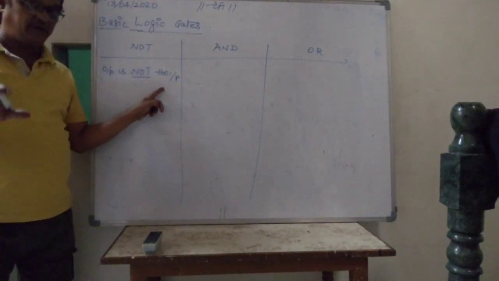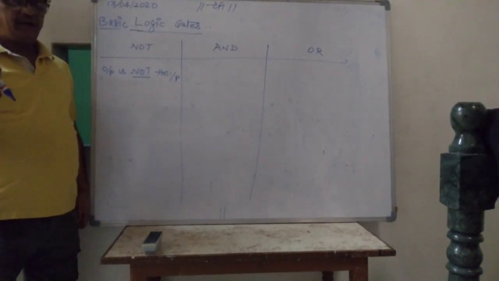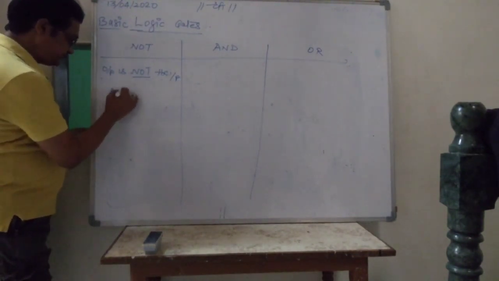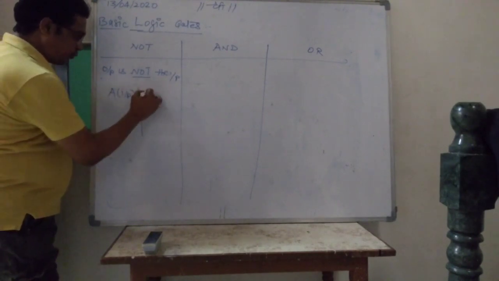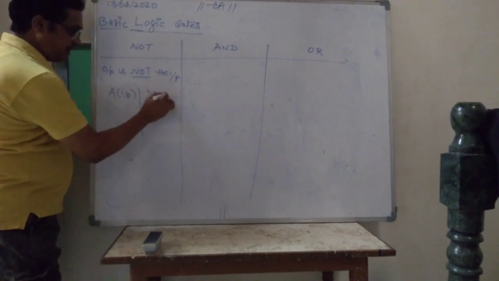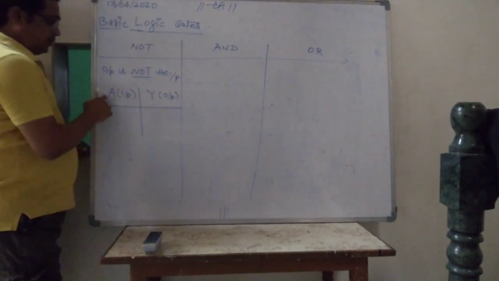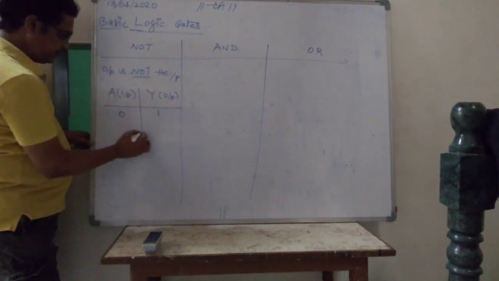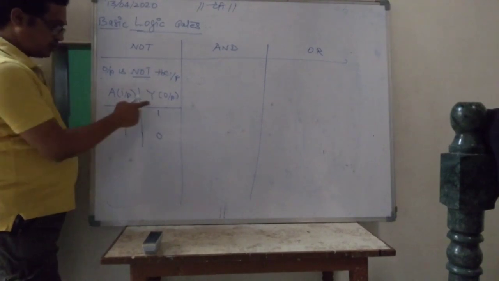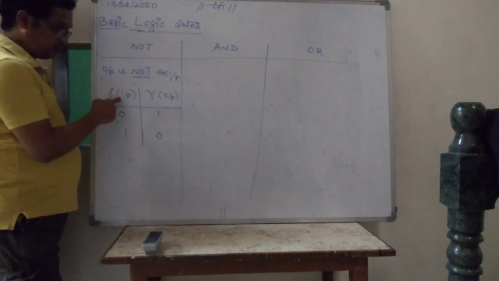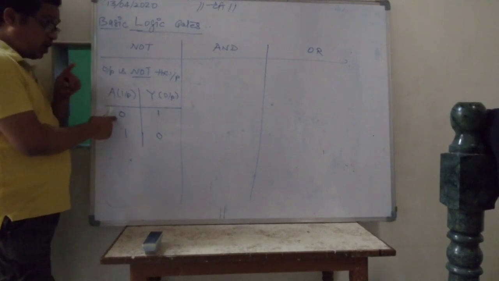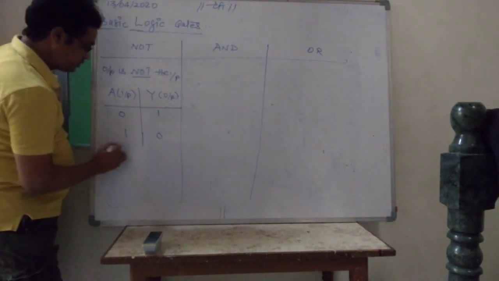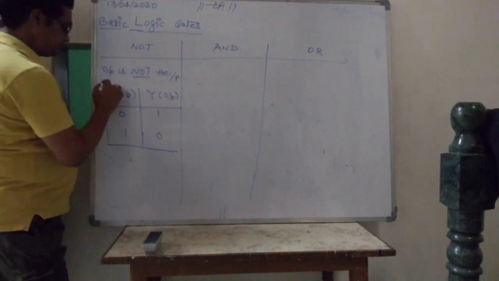Output is not input. So if input is 0, output will be 1. Input is 1, output will be 0. Only one input and one output. Suppose I am indicating output by Y. A is the input, Y is the output. So if input is 0, output will be 1. And if input is 1, output will be 0. If input is 0, output will not be 0, so it will be 1. If input is 1, output will not be 1. It will be 0. So this is a truth table for NOT gate.